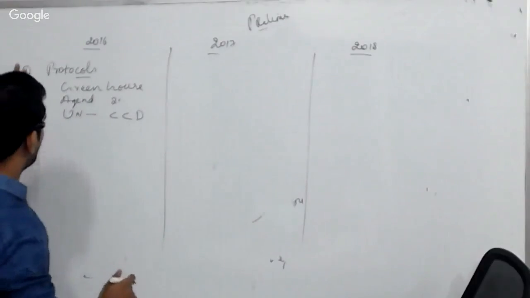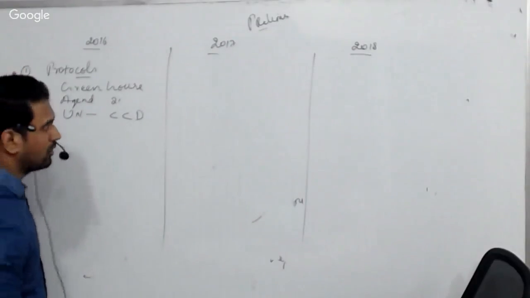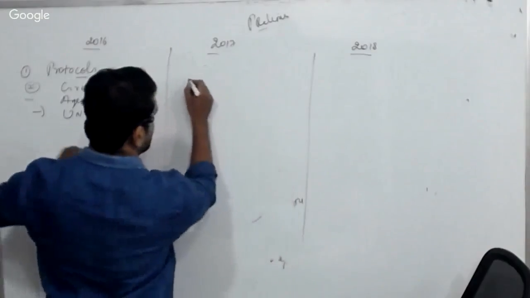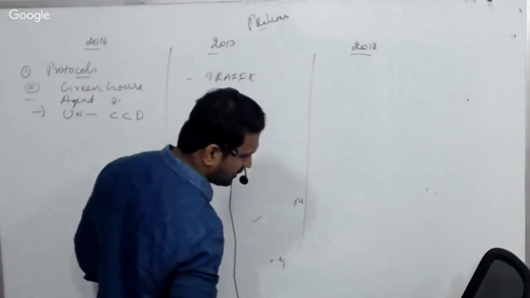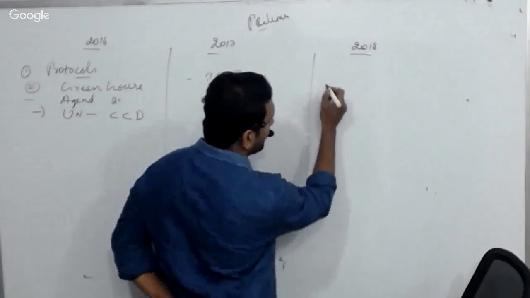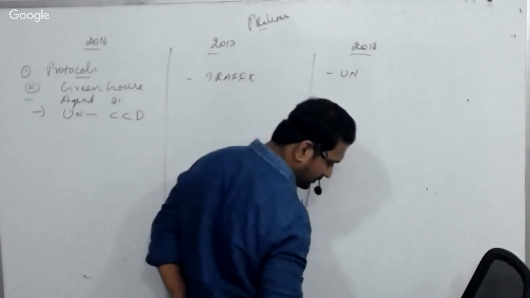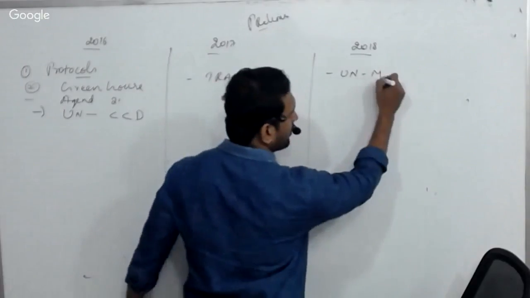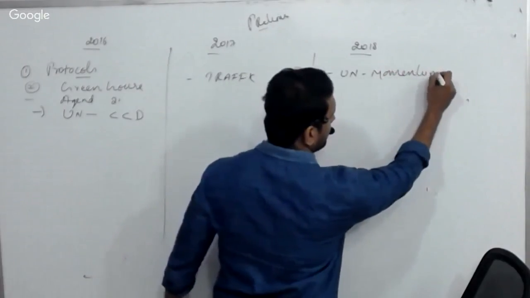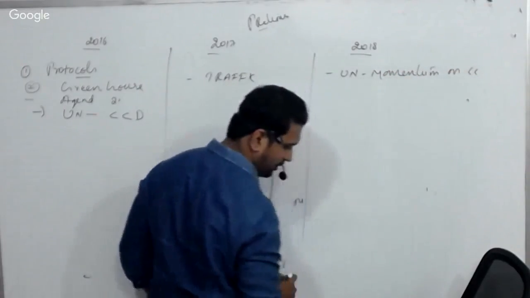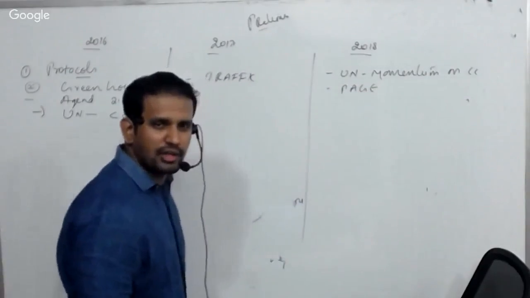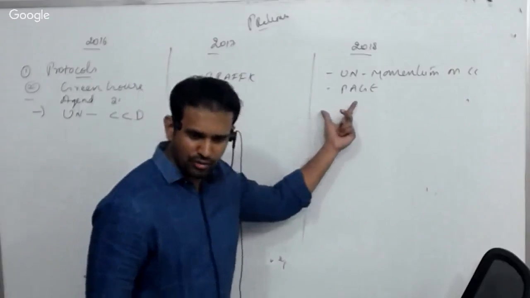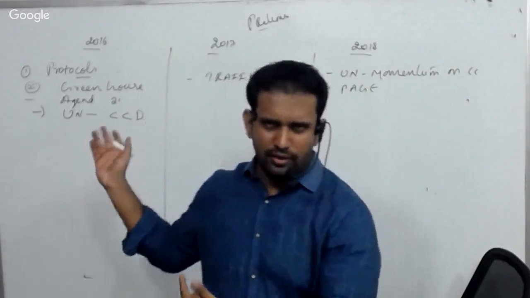Around 4 questions were there with regard to protocols, and in 2017 they asked one more protocol. In 2018 also they asked about the United Nations Framework Convention on Climate Change. This question was asked, and one more international convention was there, UNFCCC. Regarding this we'll learn about it.